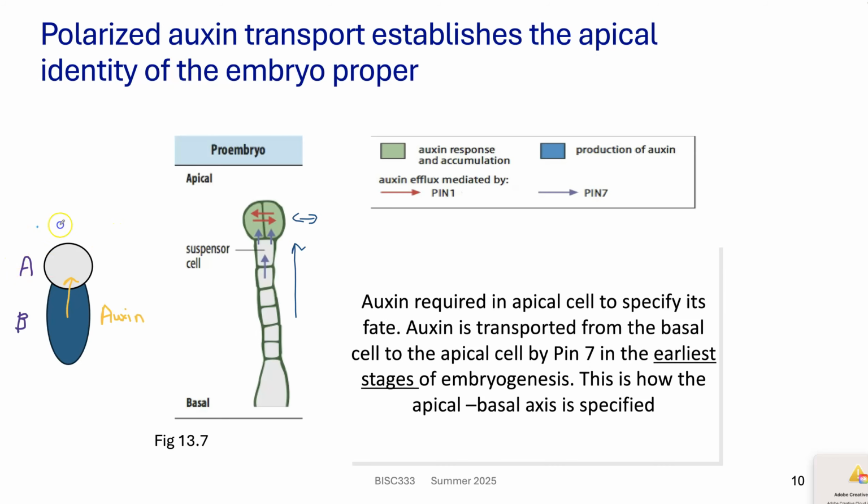So the very first cell division in the embryo, where you have the apical cell and the basal cell, auxin is part of establishing that apical identity of the embryo. And so there's auxin produced in that basal cell, and it's transported up into the apical cell. And in a second, we'll look at a couple of the genes that are also responsible for further expression, further development.